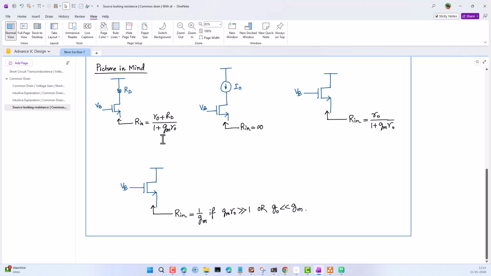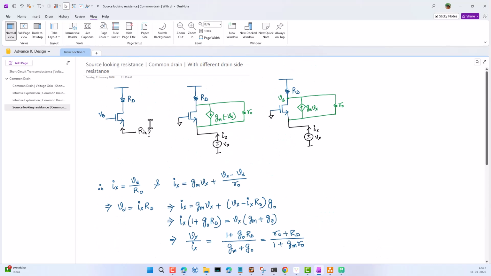So this is actually the expression. If you remember, that is good. And let's see the derivation. The derivation is also simple. Basically we are looking at this resistance over here.